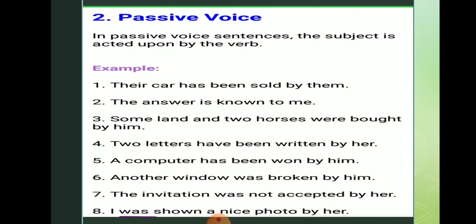Some land and two horses were bought by him. Two letters have been written by her. A computer has been won by him. Another window was broken by him. The invitation was not accepted by her. I was shown a nice photo by her. In these sentences, you could note that there is no change of tense. Whatever tense has been given in active voice, the same tense has been followed in passive voice also. So you have to keep that in your mind while transforming.